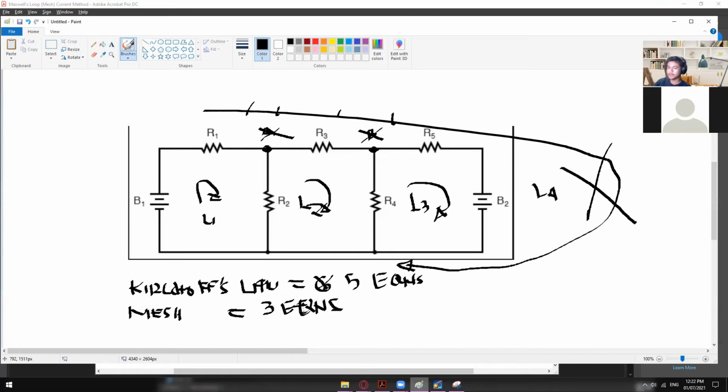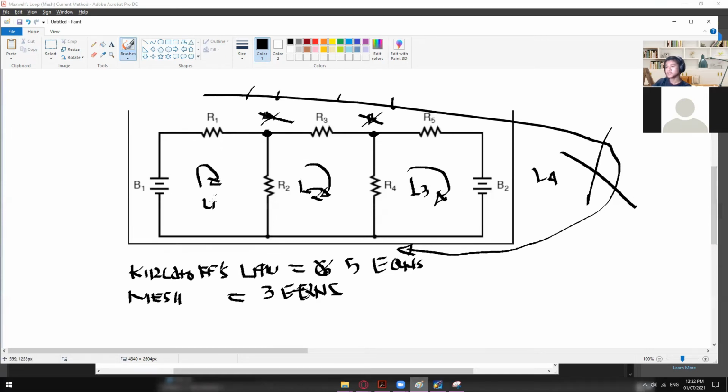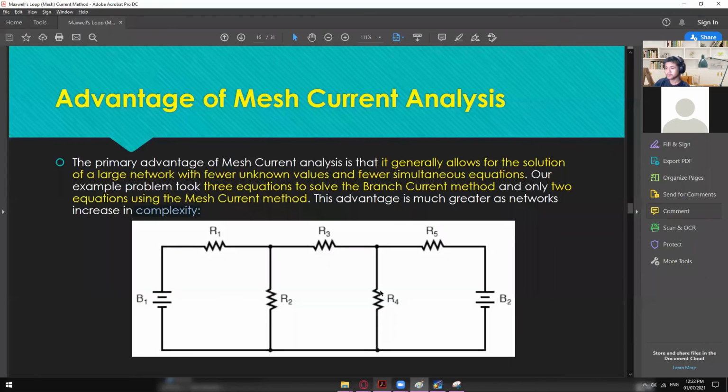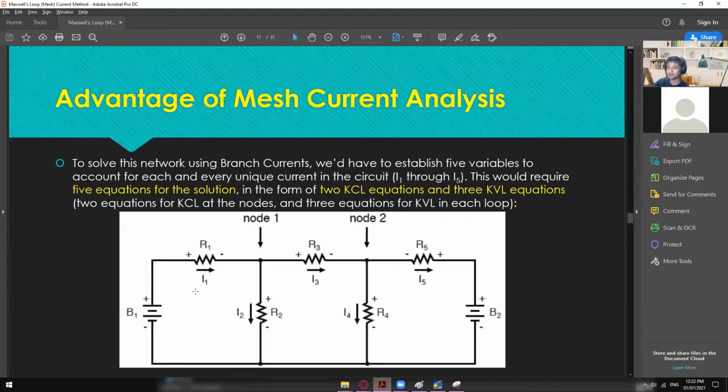Anyway, so we have 3 equations in total. So 3 unknowns, 3 equations. But unlike in here, we have 5 unknowns, 5 equations. So that is the main advantage of using mesh current analysis. In here, first, of course, you have to label everything. So we have this assumed flow of current: I1, I2, I3, I4, I5, and then node A or node B, or node 1 or node 2, and then another voltage source right here.